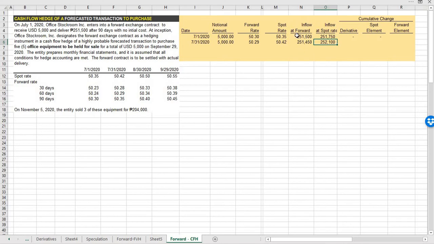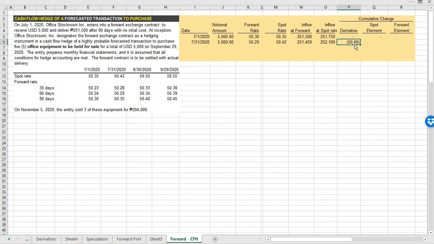So, anong nangyari? From 251,500 na inflow on July 1, 2020, naging 251,450 on July 31, 2020, which is obviously nag-decrease, di ba? So, ibig sabihin, kung nag-decrease siya, meron tayong negative 50 pesos kasi yun yung decrease niya from July 1 to July 31. And, eto ngayon yung total fair value ng ating derivative on July 31, 2020. Naka-liability siya kasi negative siya.